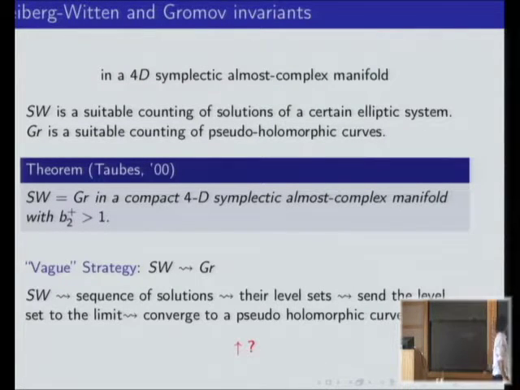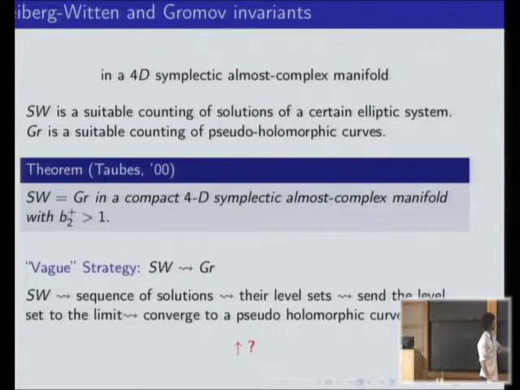So the point I'm going to dwell upon now is this one of the convergence. So you have a sequence of smooth submanifolds, and you are sending it to the limit. So it's not clear at all in what sense they converge. And it's not clear at all why they should converge to something that is so nice as a pseudo-holomorphic curve. And the original manifold is compact? This one? Yeah, yeah, this is compact. This is closed and compact, yeah.